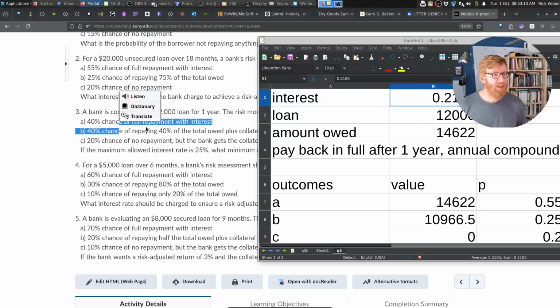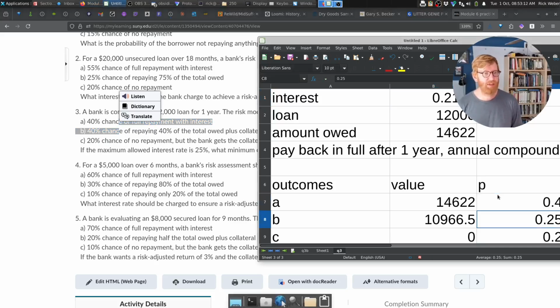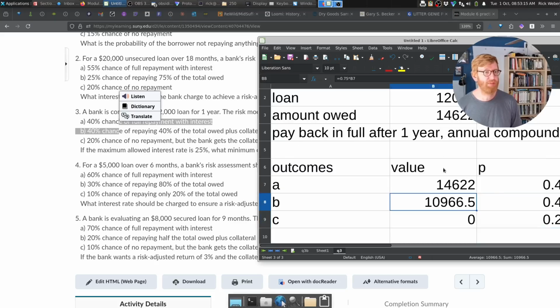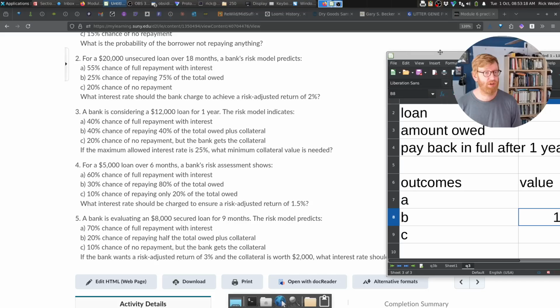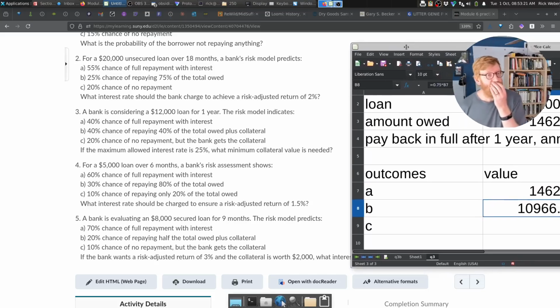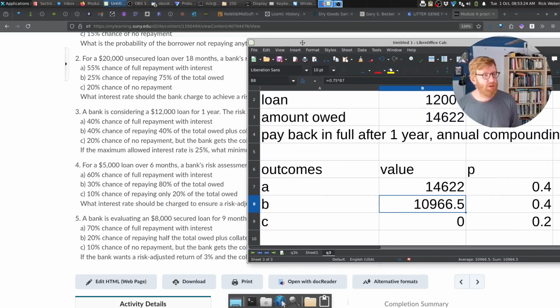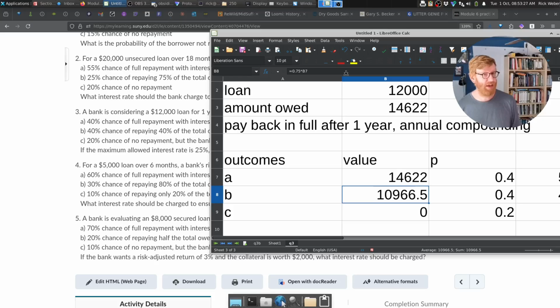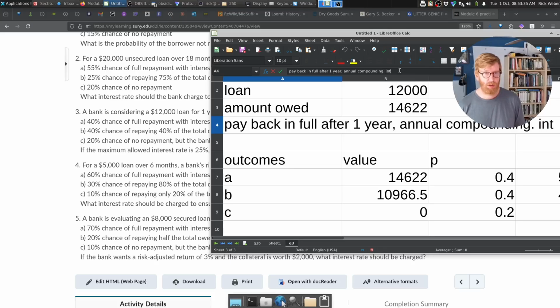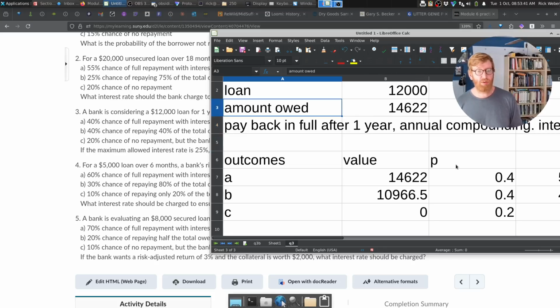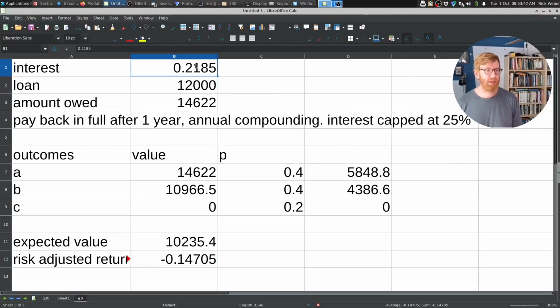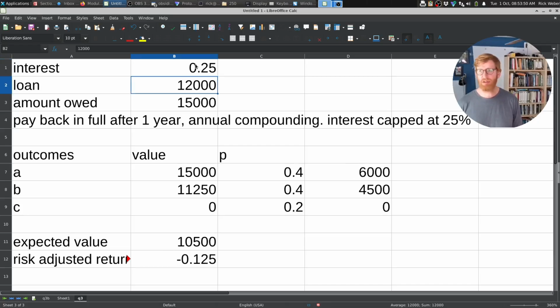All right. So back to here. 40% chance of full repayment. 40% chance of 40% repayment plus collateral. Ooh, we got to talk about this. And then 20% chance of collateral, but no repayment. Maximum interest rate of 25%. Interest capped at 25%. All right, so right off the bat, if we look at this, we're losing money.